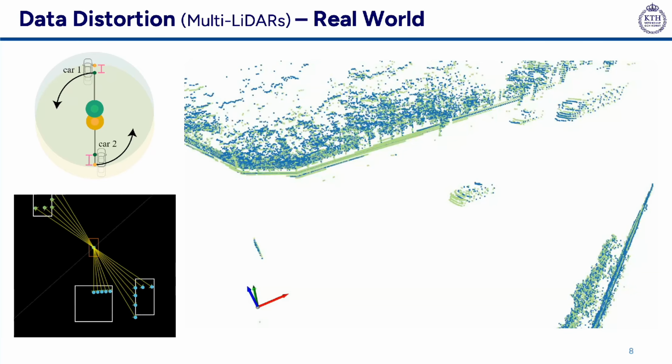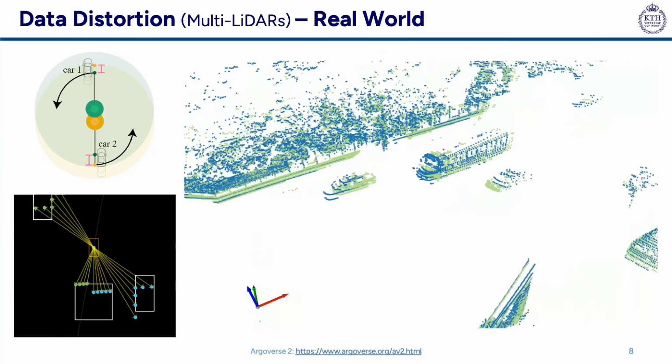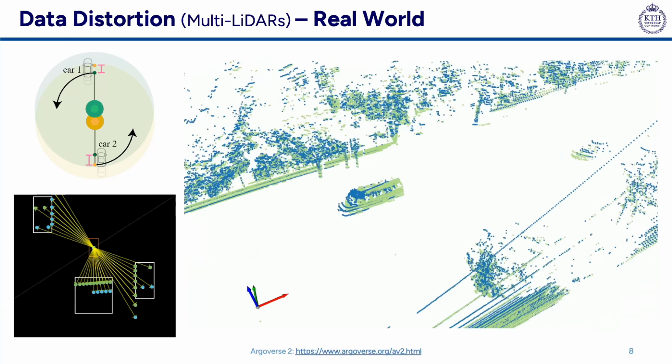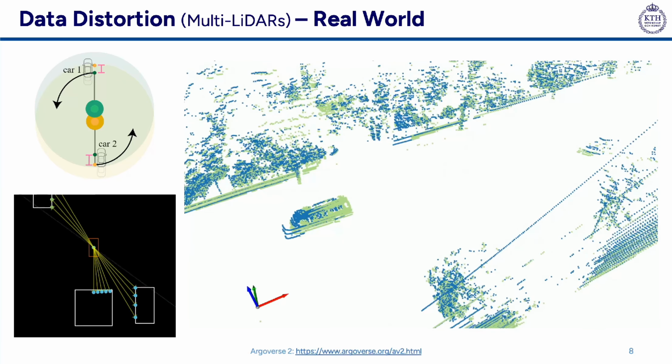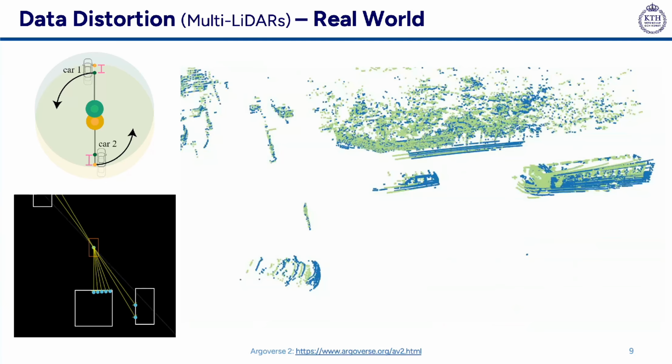Here we present a real data example from the Olov 2 public dataset. In this case, there are two LiDARs starting at the same time step but with sensors oriented 160 degrees apart. This sequence includes data with ego motion compensation already applied. Let's pause at one frame and explore it further.